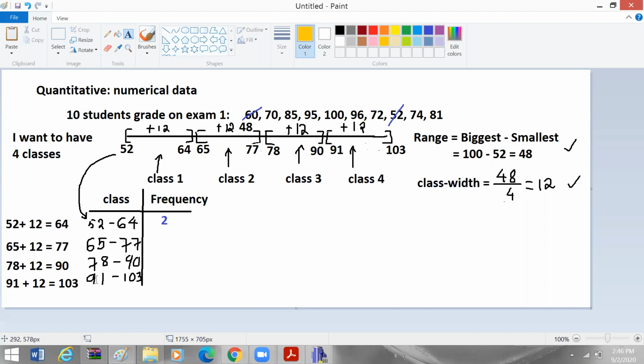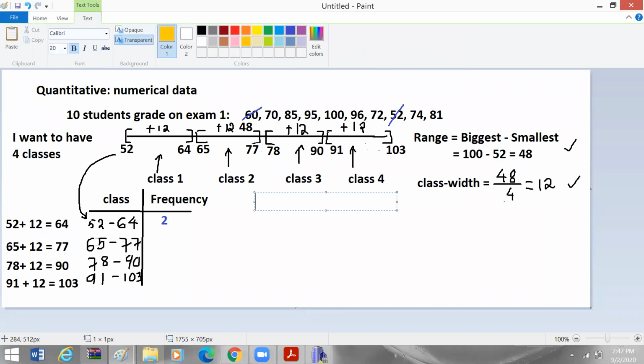So we can see them immediately if we have more classes. But let's say we have only 2 classes, so you might have to start from 52 up to 80, and then from 80 up to 100, whatever. It does not tell you a lot of information. You see what I'm saying? So the table is made to tell the reader what's going on in a data set.